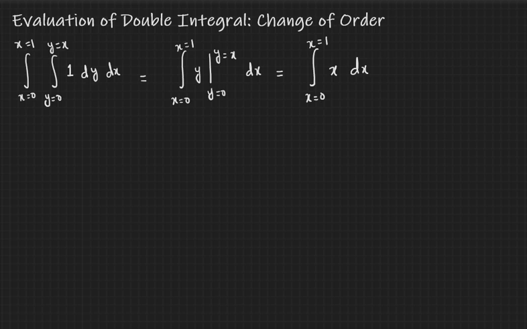Now the integration of x with respect to x would be x square divided by 2, taking the limits of integration x equals 0 to x equals 1. Applying the limits of integration, that would be 1 square over 2 minus 0 square over 2, so that would be 1 over 2.